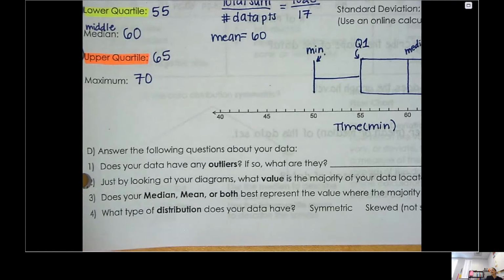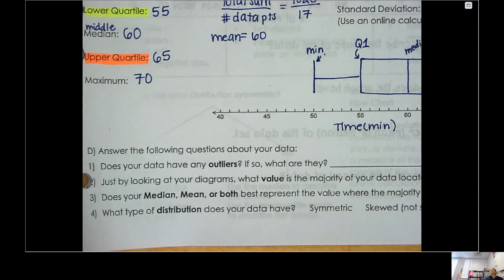What does the word outlier mean? It's a number that's not the same as the others. It's out of place. Like it's 30, and the rest of our numbers are like 60.